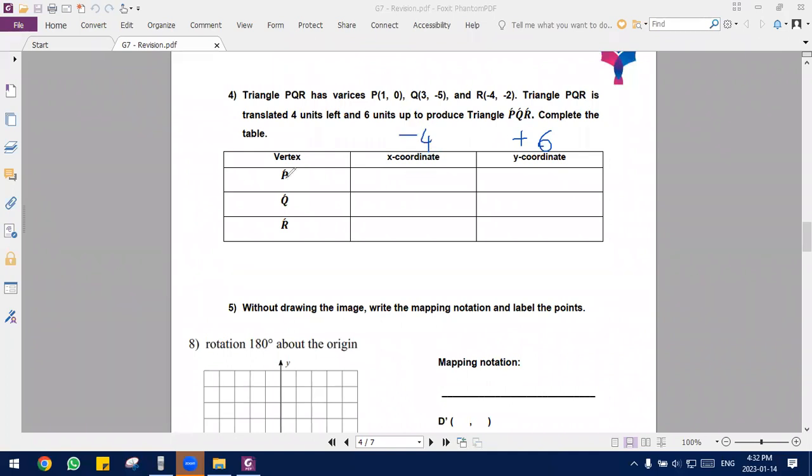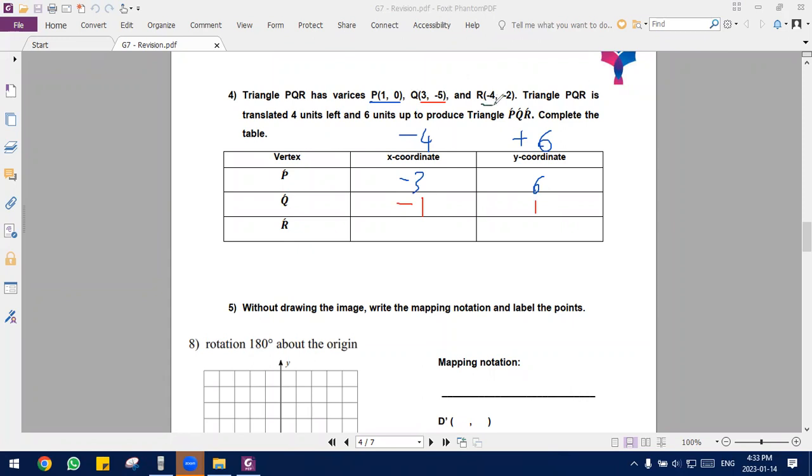Now the first point, P prime. P is 1, 0. Now for the x value, I need to subtract 4. So 1 minus 4 is -3. The y value is 0. I need to add 6. It will be 0 plus 6 is 6. Now for Q prime, the x value is 3. I need to subtract 4. It's -1. The y value is -5. I need to add 6. It will be 1.